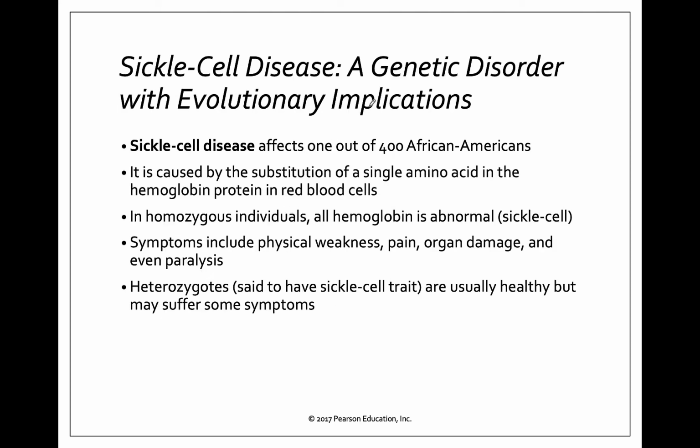Another homozygous recessive disorder is called sickle cell disease. So sickle cell disease is about 1 out of every 400 people of African American descent. And what happens is the red blood cells, instead of being circular like they normally should be, end up being sickle-shaped. And these sickle-shaped cells can tend to build up on each other and cause clotting. And so this can get stuck in joints and cause pain.